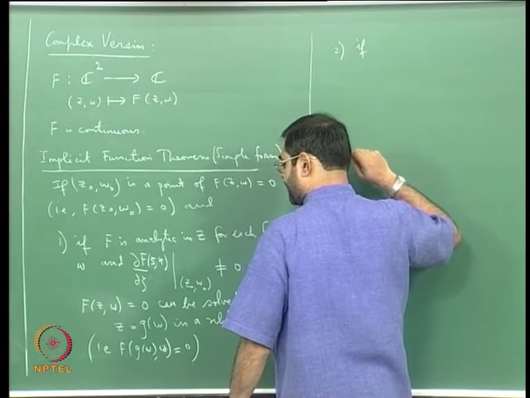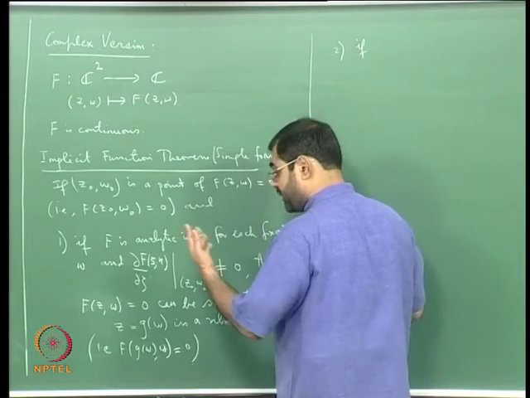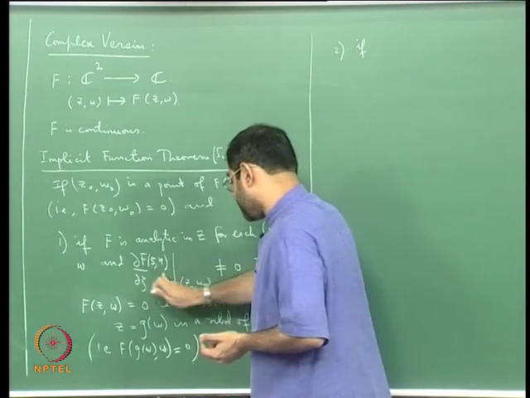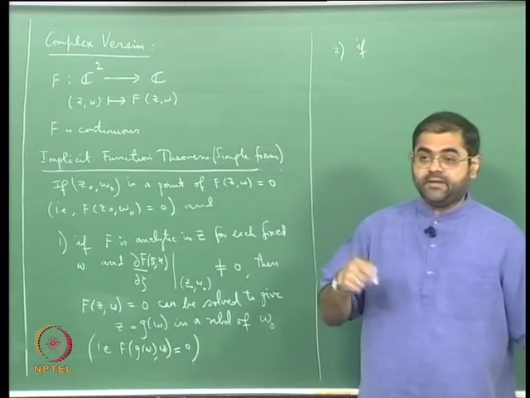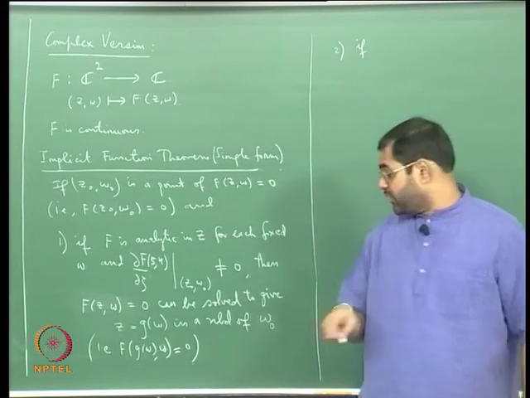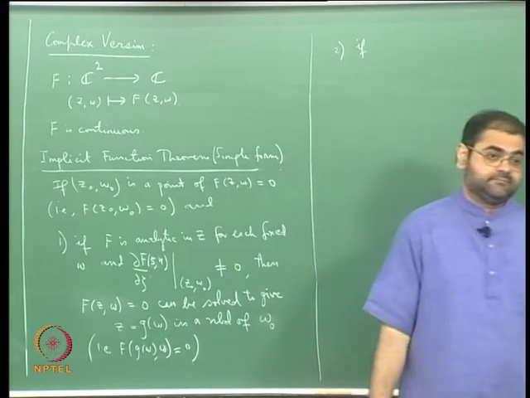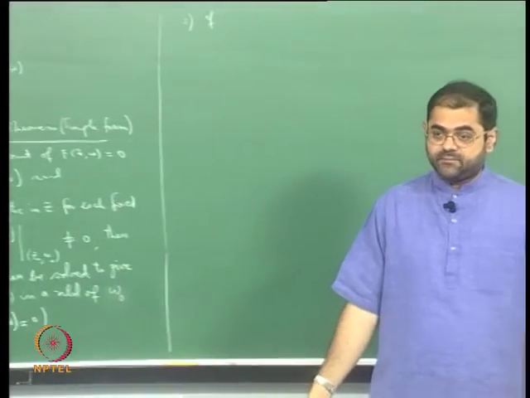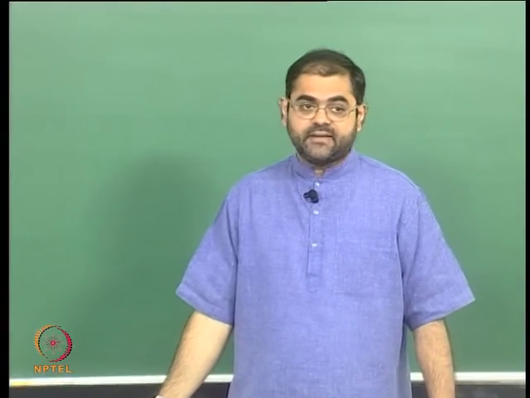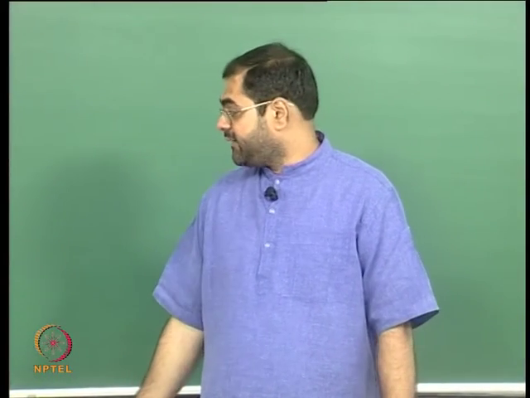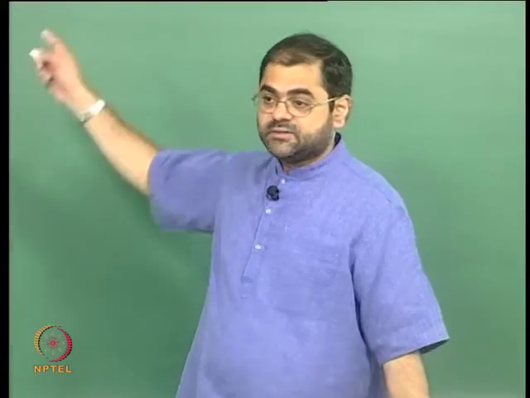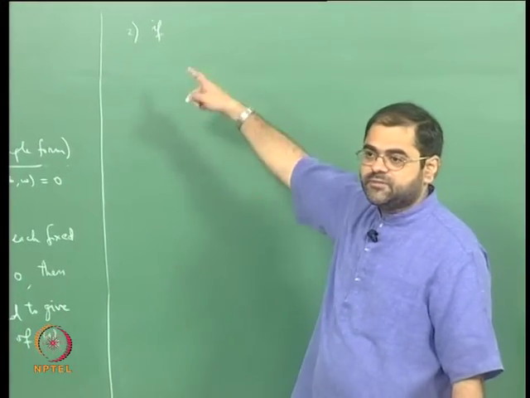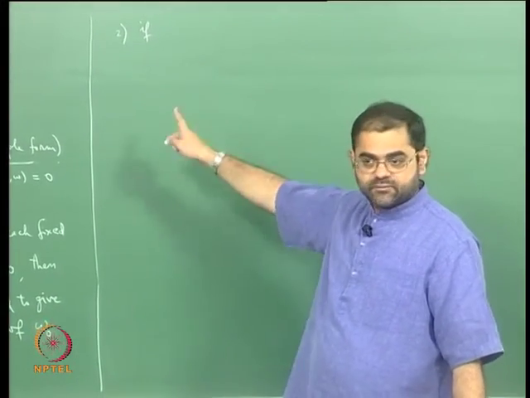It tells you that, so you can ask, this function z equal to g of w is a function of w in a neighborhood of w naught. You can ask when that is analytic. After all, that's also a function of a complex variable. You can ask the question when that is analytic, and of course then you can ask what is the derivative of that. So the remaining parts of the theorem give you answers to these questions.